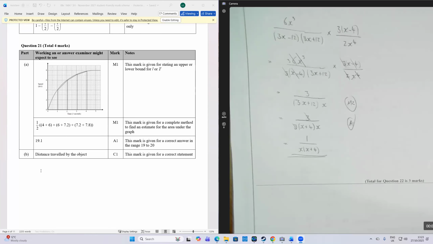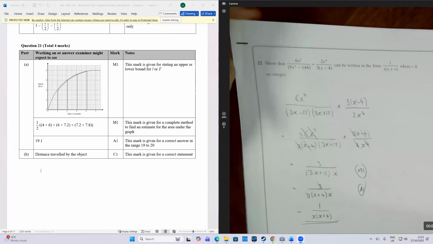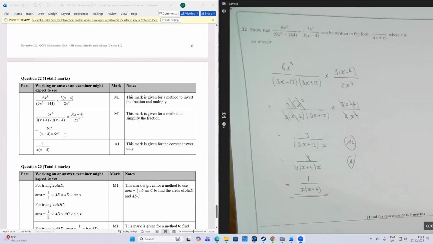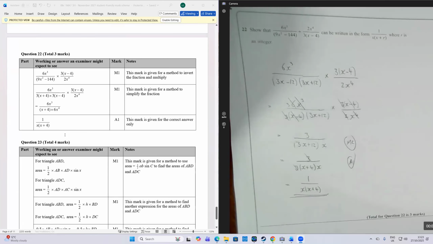So that's that one. Getting close to the end of the paper now, let's look at this next one. Nice little bit of algebra. By the way, if anyone's thinking of taking A-level, these are much more the kind of thing you'll be doing at A-level. It says, show that 6x cubed over 9x squared minus 144 divided by 2x to the 4th over 3 times x minus 4 can be written like that.